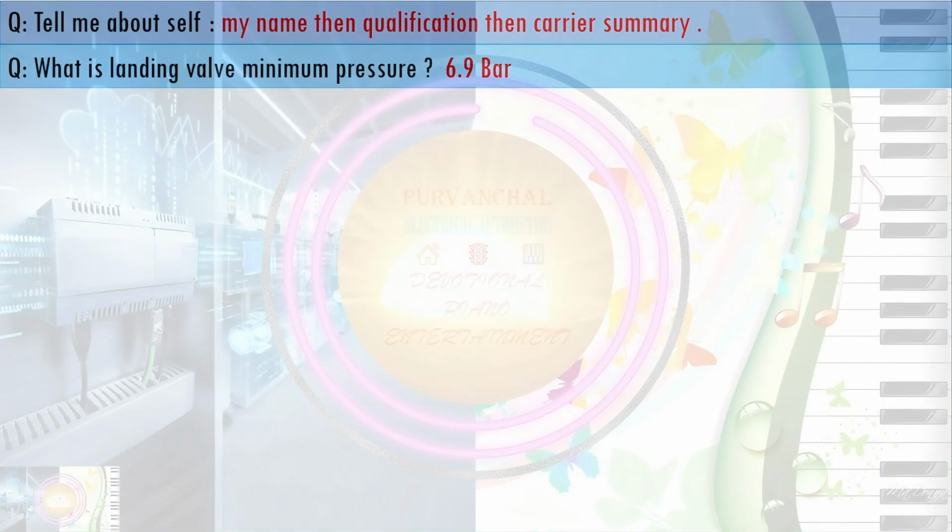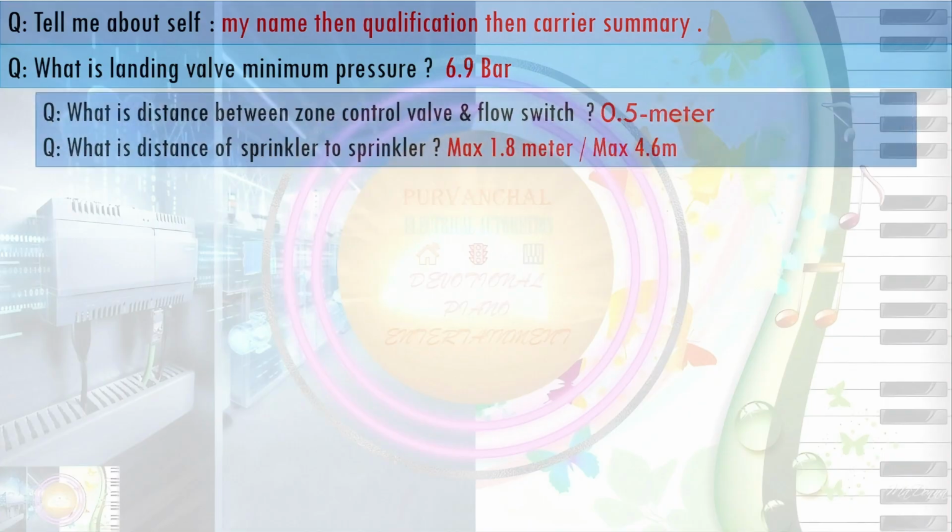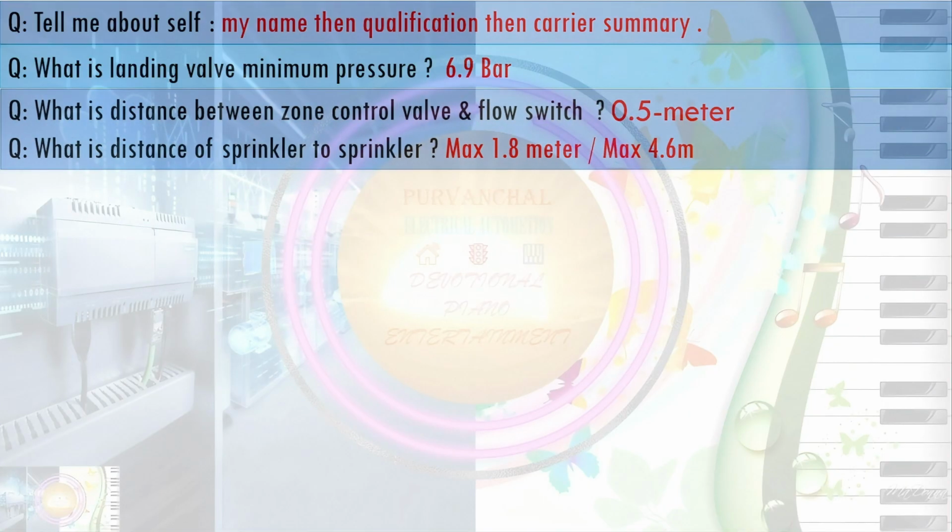That should be 6.9 bar. What is the distance between the zone control valve and the flow switch? That should be 0.5 meter. What is the distance from sprinkler to sprinkler? Maximum 4.6 meter and minimum 1.8 meter.